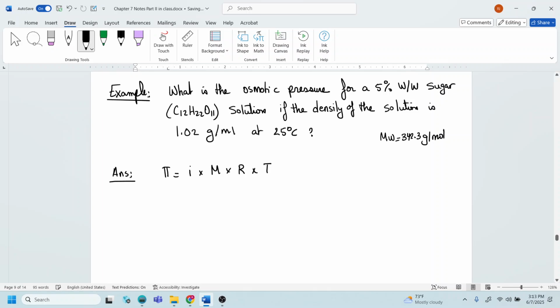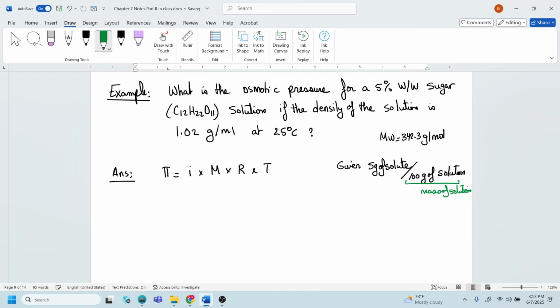Okay, so let's start. What does 5% weight by weight mean? 5% weight means that I have 5 grams of the solute. Look at the formula for the weight by weight. It says the mass of the solute divided by 100 grams of the solution. So you know the mass of the solution: the mass of the solution is 100 grams.